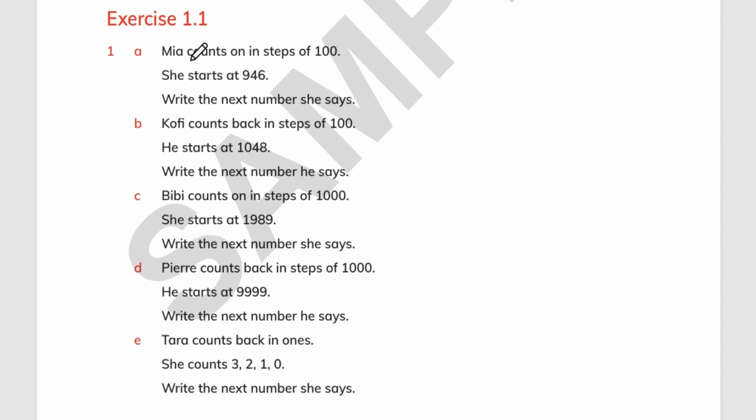So here we have to focus on this term, counts on. Counts on means counting forward. Mia is counting 100 steps forward. She will start her counting at 946. So what will be the next number? Let's see, 946 plus 100, simply 1046. You just have to add 100 and 946 and the answer will be 1046.